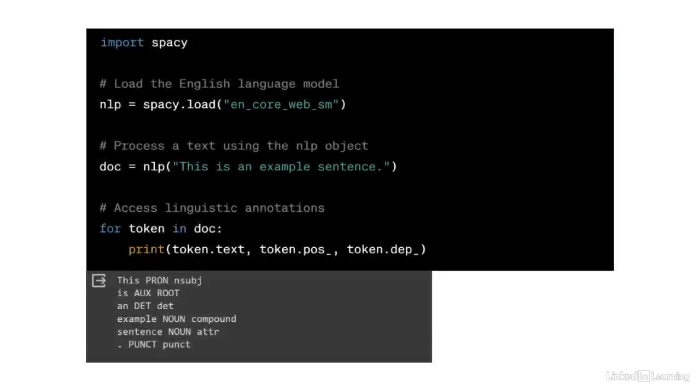In the previous example, each token in the sentence, "This is an example sentence," is printed along with its associated dependency label. The output shows the grammatical relationships between the tokens in the sentence.